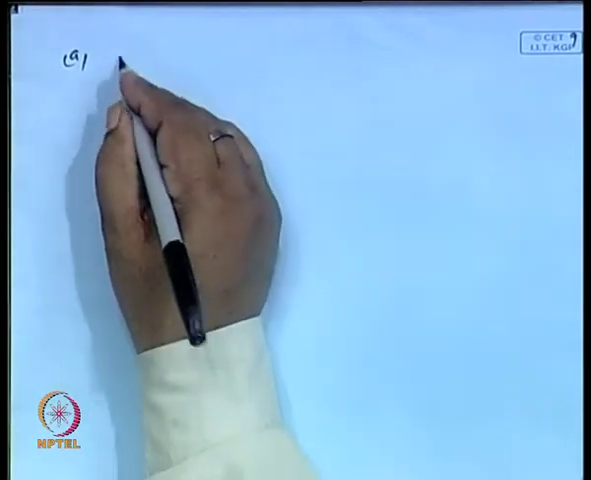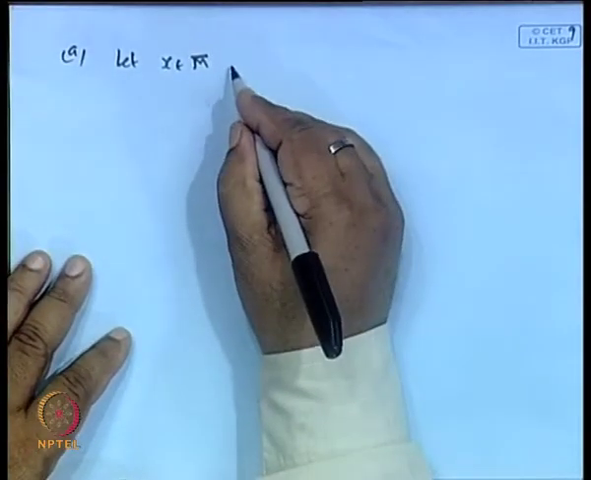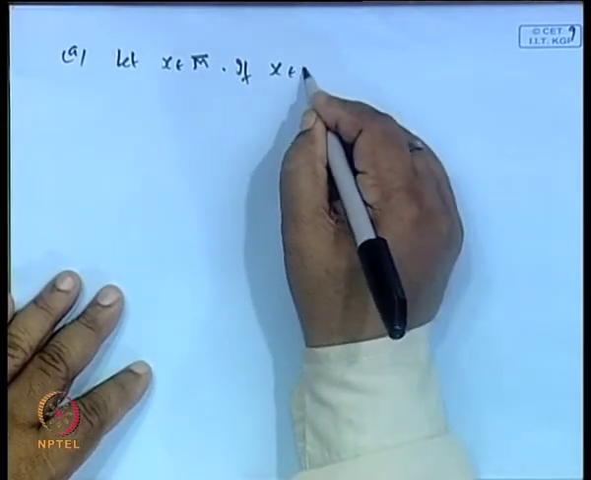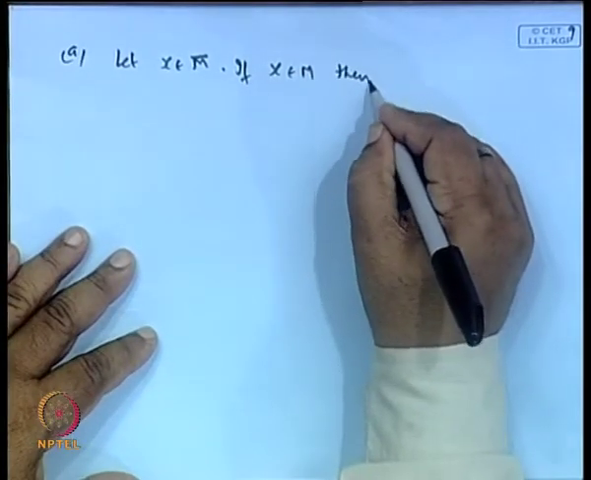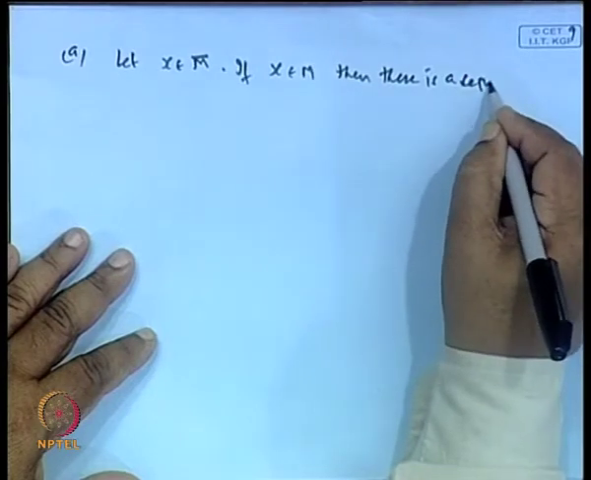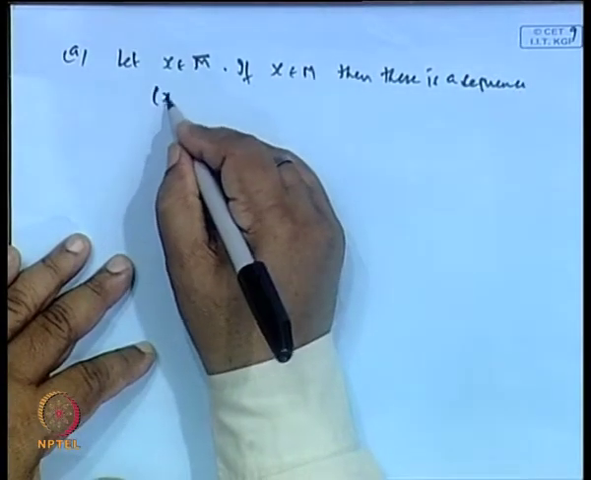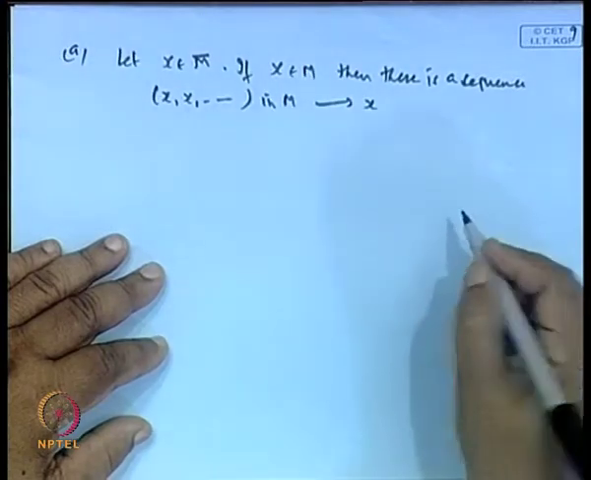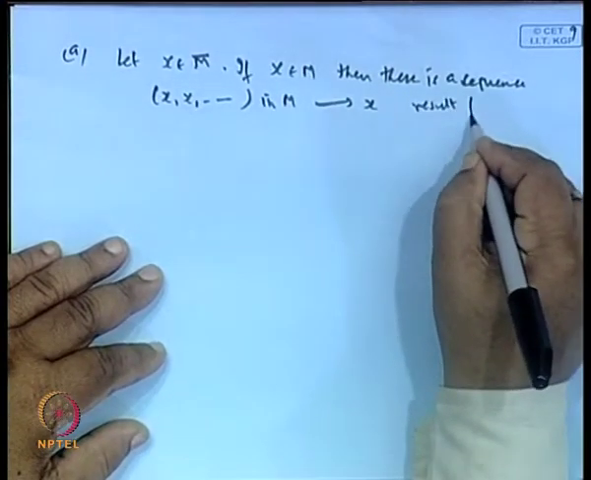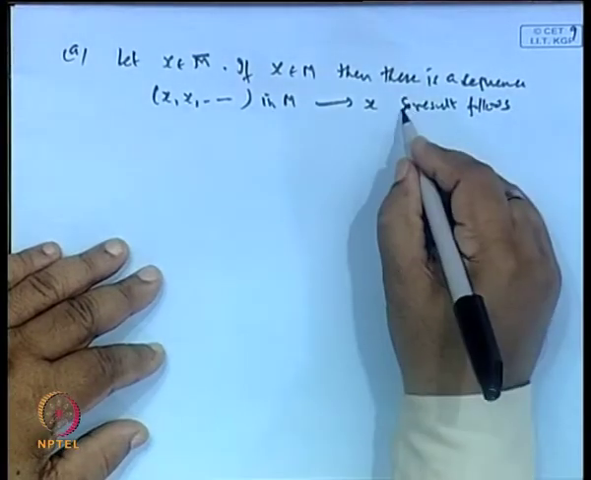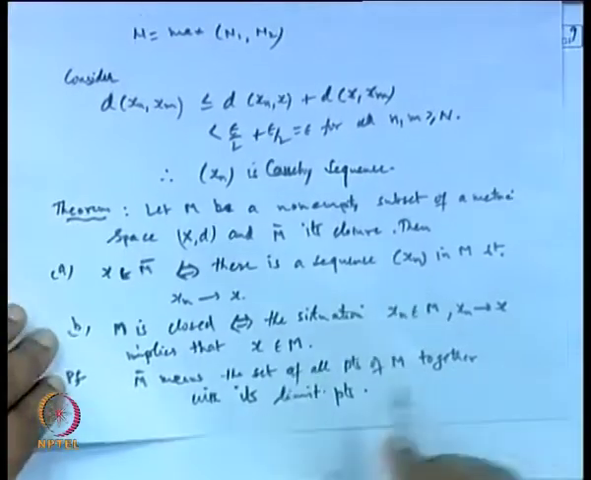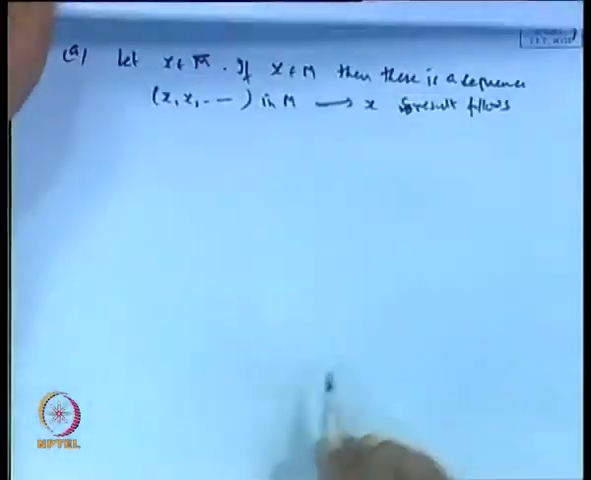So, let us suppose x is a point in the closure of M. Okay. So, the possibility is either x will be a point in M or x may be a limit point. So, if x is in M, then there is a sequence of the type x comma x etcetera in M which converges to x. So, our result follows. Okay. That is what we wanted to show. There will be a sequence x n in M which converges to x, where x belongs to M. So, obviously, this x will be in M.